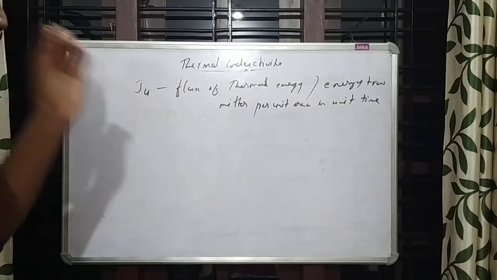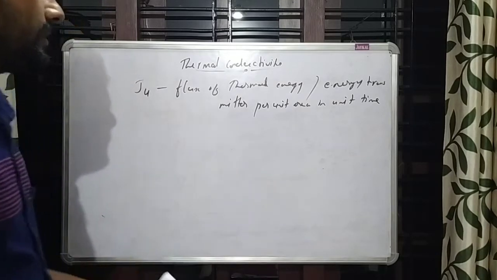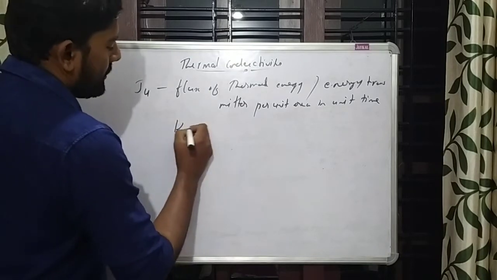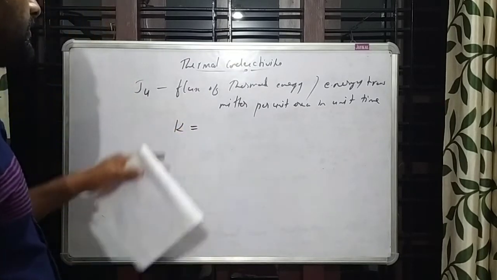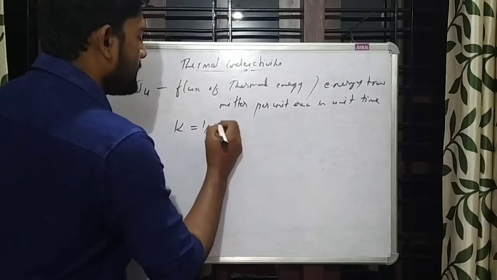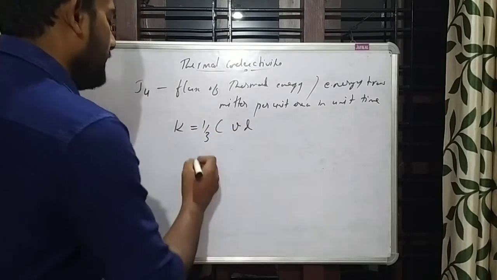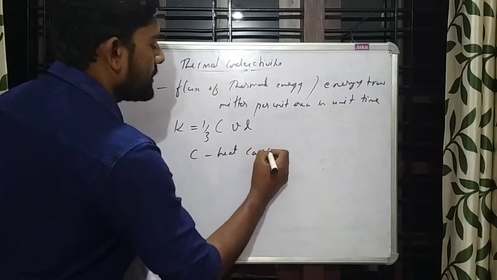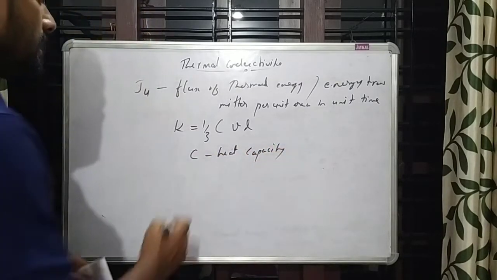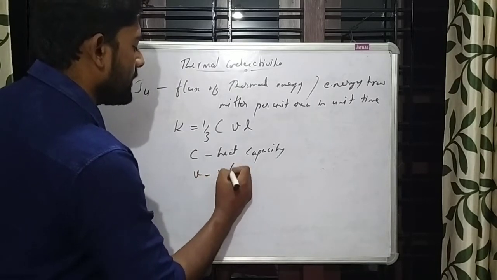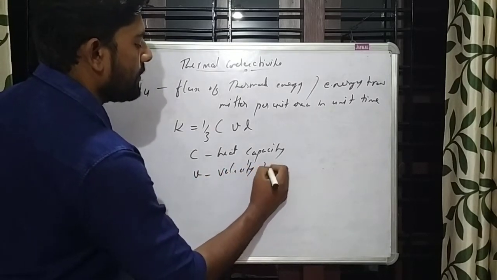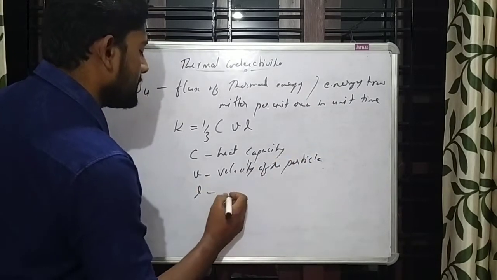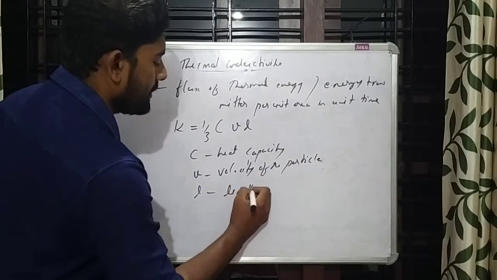From the kinetic theory of gases, by comparison, we can derive the value of the thermal conductivity as K is equal to 1 by 3 CVL, where C is the heat capacity of this material, V is the velocity of the particle, and L is the length of the material.